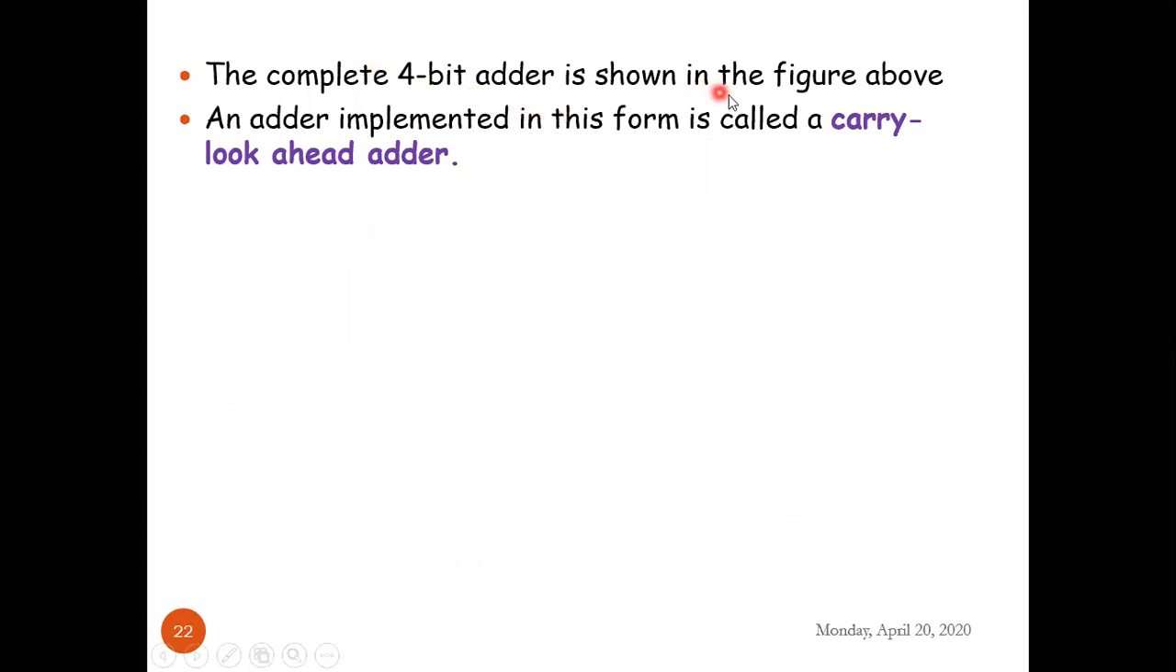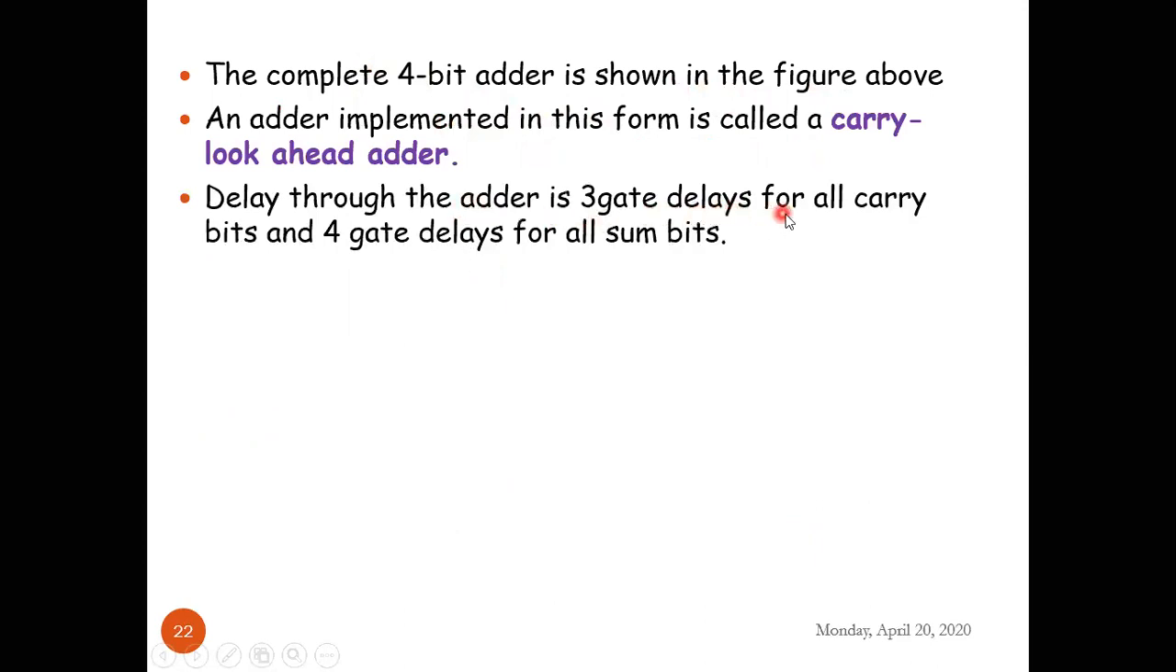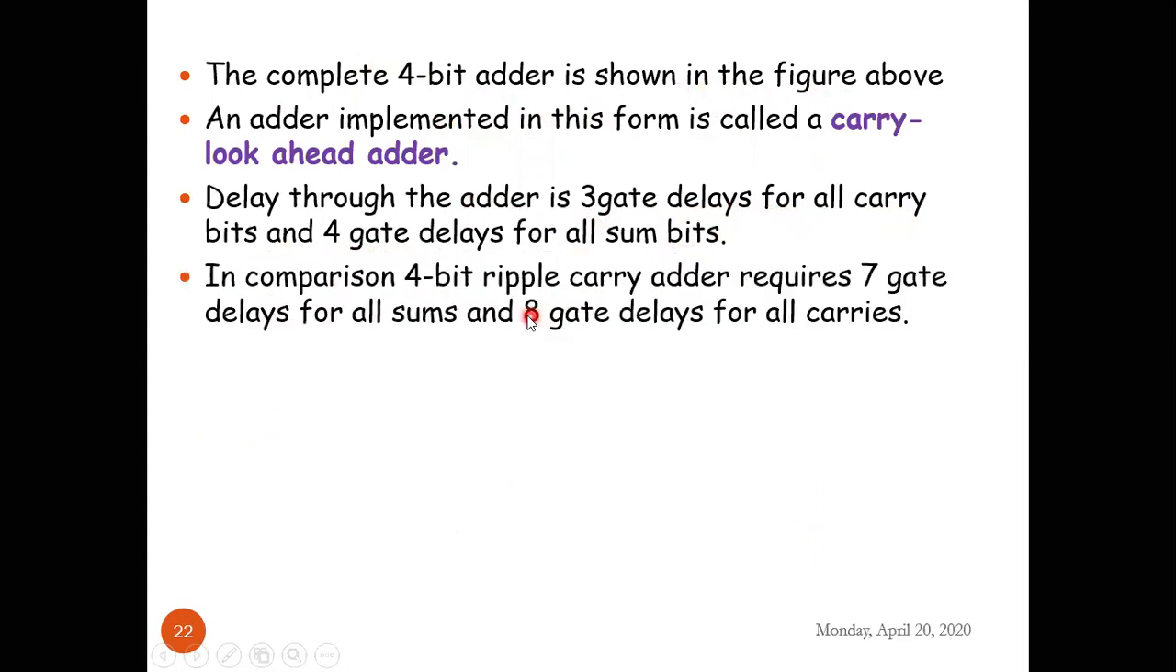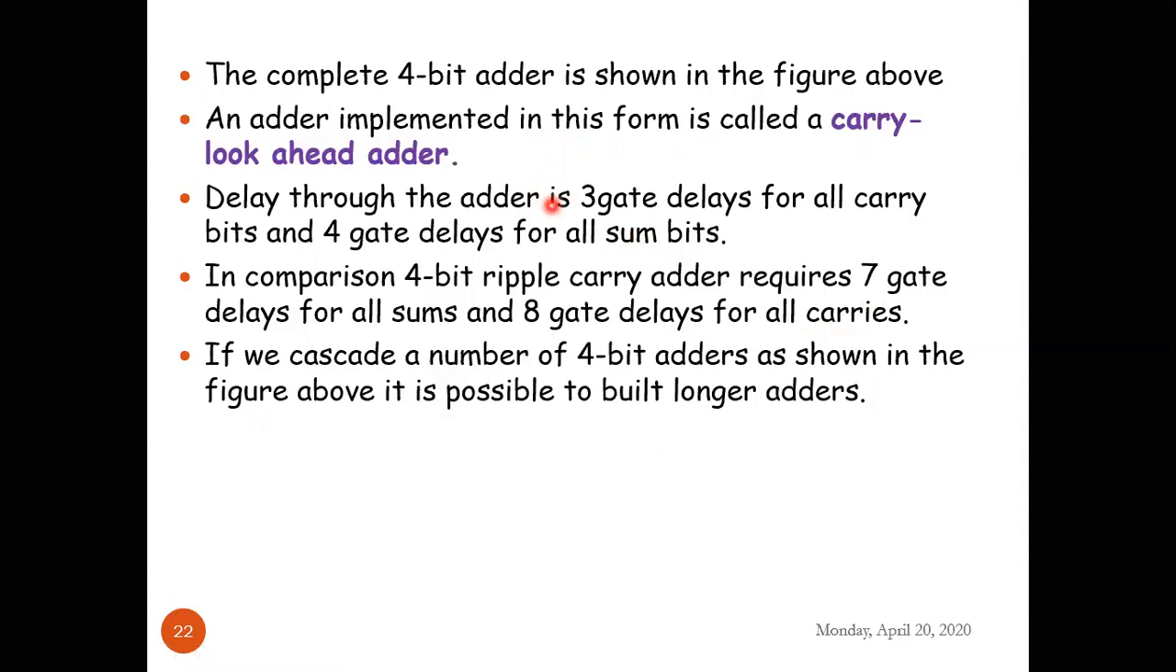So the complete 4-bit adder was shown in the figure above. An adder implemented in this form is called a carry look ahead adder, or also a fast adder. Delay through the adder is 3 gate delays for all carry bits and 4 gate delays for all sum bits. In comparison, a 4-bit ripple carry adder, that is the normal adder, requires 7 gate delays for all sums and 8 gate delays for all carries. So here we have a reason to tell the circuit which we implemented is called a fast adder. If we cascade a number of 4-bit adders as shown in the figure above, it is possible to build long adders.